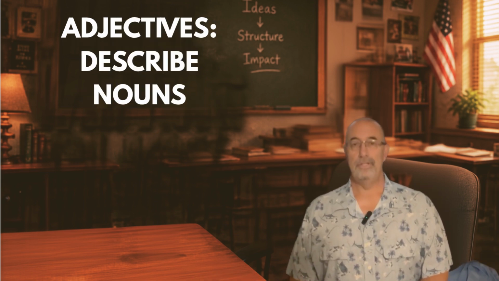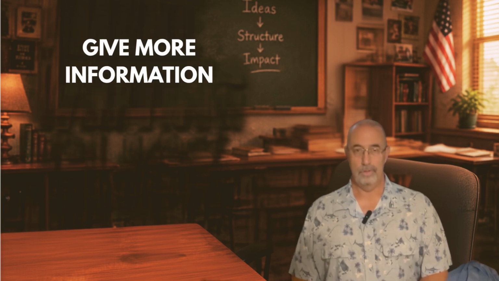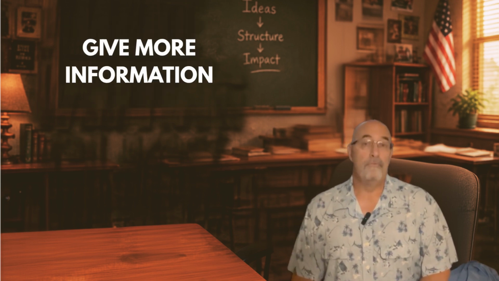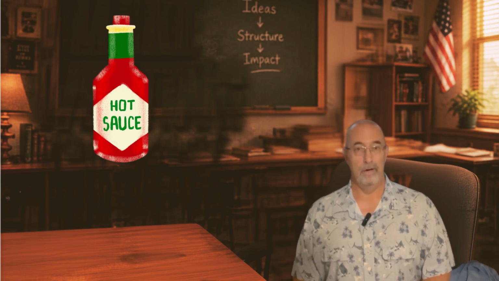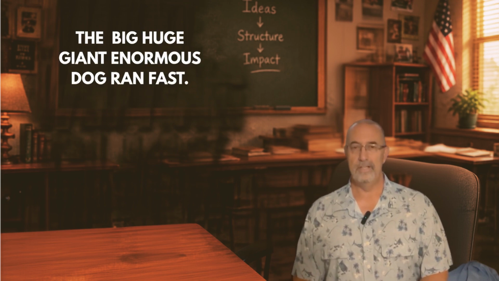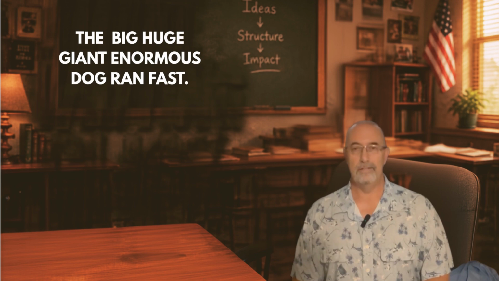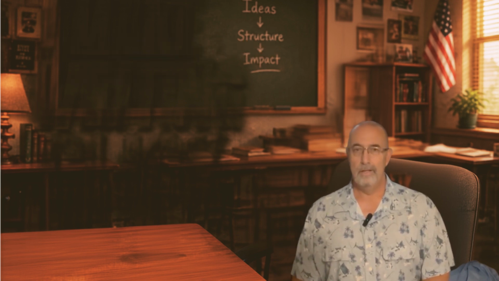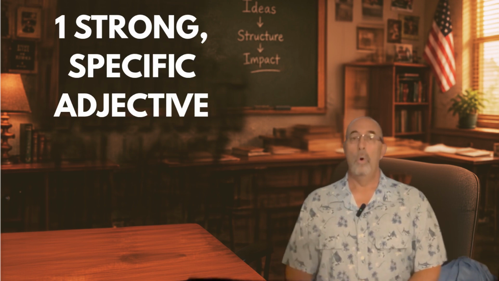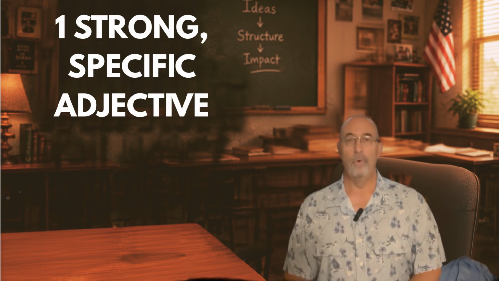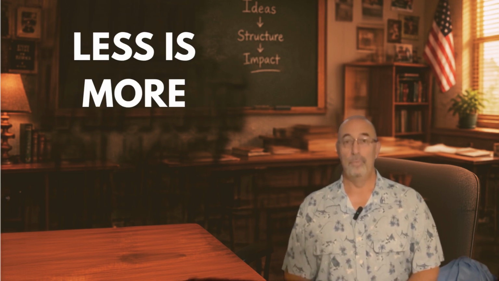Tool 3, adjectives. These describe your nouns. So what does that really mean? It means they give more information about the noun of your sentence. Now, here's where I have to give you a warning label, because adjectives are like hot sauce. A little makes things better. Too much and nobody can taste anything. I had a student once turn in a sentence that said, the big, huge, giant, enormous dog ran fast. Come on, man. Pick one. We get it. The dog was large. I'm not sure if he thought he really needed all that or if he was just giving me a hard time. So remember, one strong specific adjective beats 4 repetitive ones stacked on top of each other. Less really is more here.